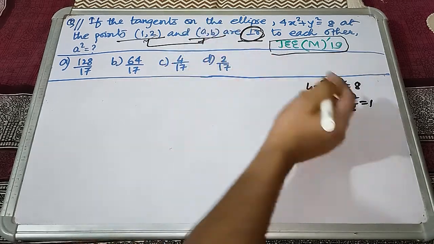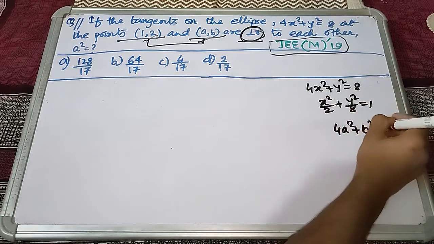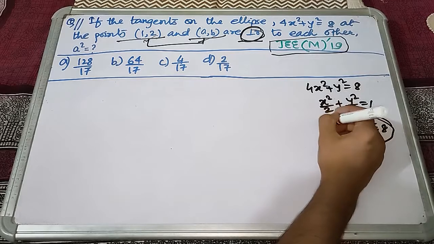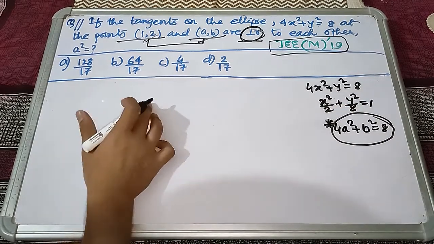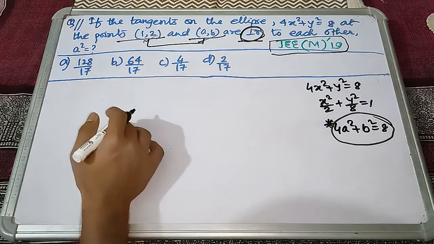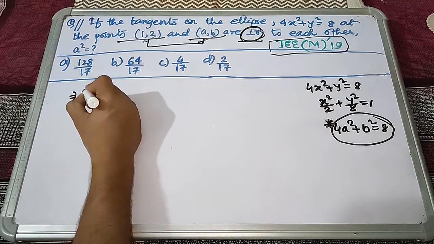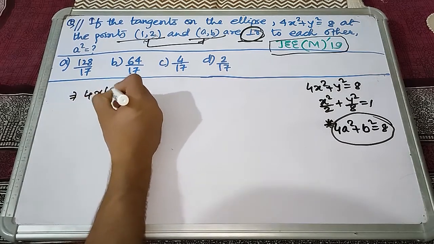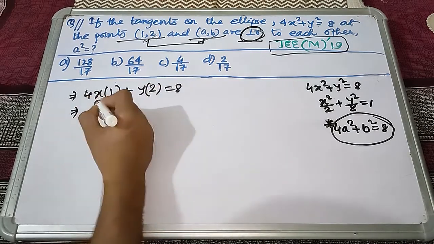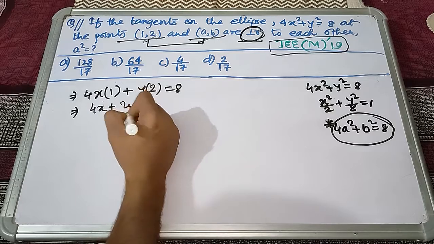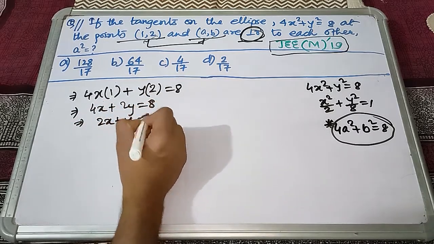First, let us use the condition that a, b lies on the curve. Therefore, 4a square plus b square equals 8 as a, b lies on the curve. This is one important result. We need to find another relation between a and b, and the work is done. So, write the equation of the tangent from the point 1, 2. What does this become? 4x into 1 plus y into 2 equals 8. This is 4x plus 2y equals 8. So this is actually 2x plus y equals 4.